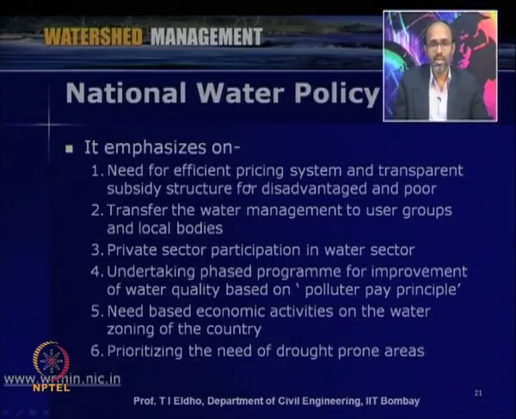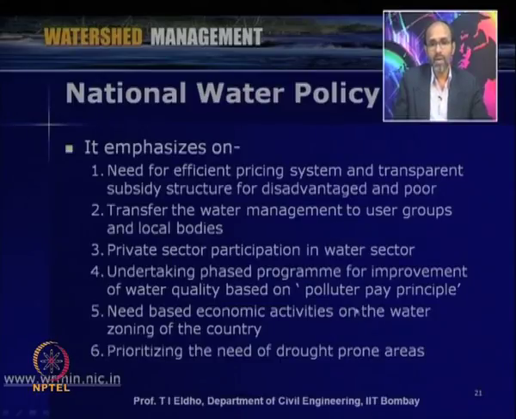Then some of the major emphases of this National Water Policy include the need for an efficient pricing system and transparent subsidy structure for the disadvantaged and poor. Even though water is a social good, it is also an economic good. So, appropriate pricing should be there, but of course, we have to see that sufficient water is available to the disadvantaged and poor people. Then transfer of water management to user groups and local bodies. Then private sector participation in the water sector. Then undertaking a phased program for improvement of water quality based on the polluter pays principle. As I already mentioned, this is one of the important principles which is adopted: the polluter should pay for the remediation or recovery.